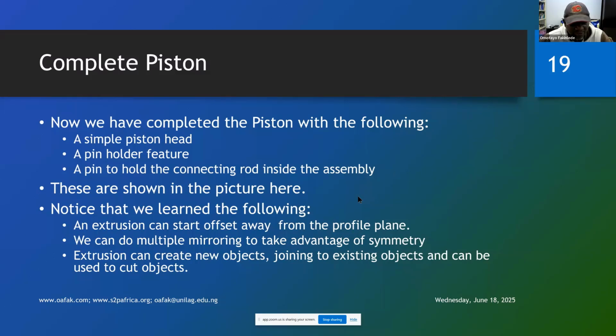Notice that we have learned the following. An extrusion can start offset away from the profile plane. We can do multiple mirroring to take advantage of symmetry. Extrusion can create new objects, join to existing objects, and can be used to cut objects. The extrusion profile can be used as a cutter. So all those things you can do.